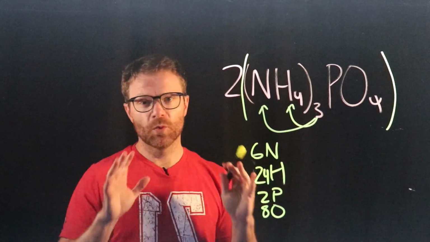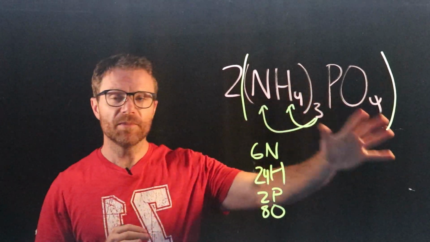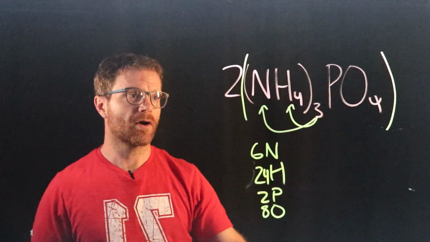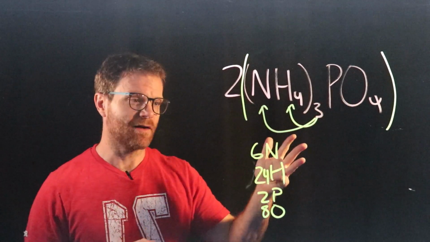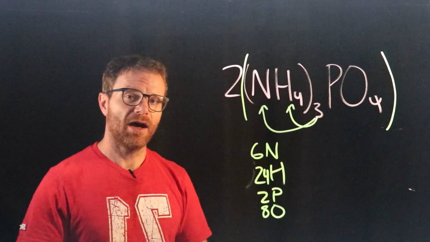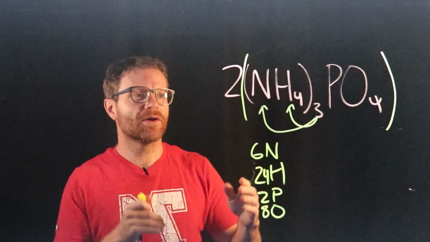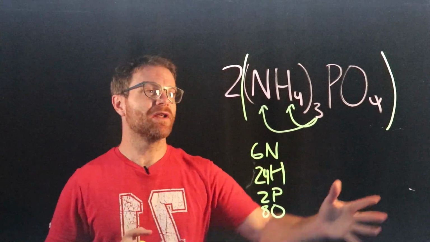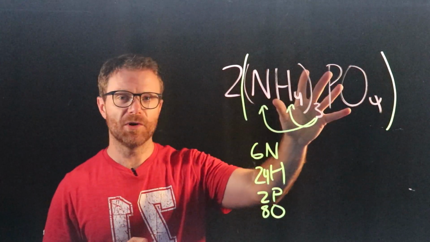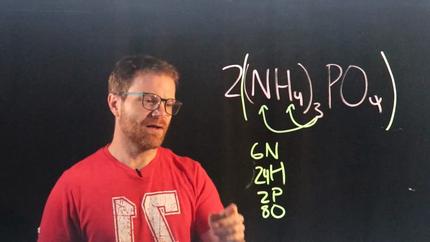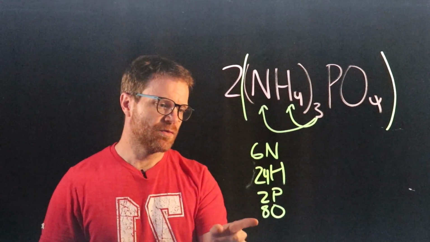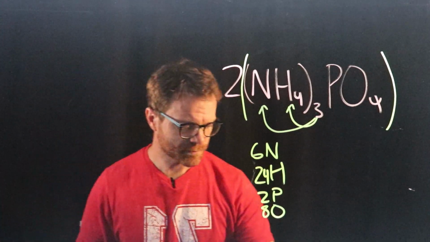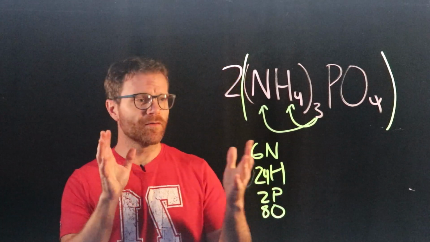Okay, let's just do some quick terminology. If I asked you how many elements there are in this ammonium phosphate, you would say 1, 2, 3, 4: nitrogen, hydrogen, phosphorus, and oxygen. If I asked you how many hydrogen atoms there were, you could do the calculation and tell me there's 24 hydrogens. And then if I asked how many total atoms there are in 2 ammonium phosphates, you could add these all up. 6 plus 24 is 30, 2 plus 8 is 10, 30 plus 10 is 40, you'd say 40 atoms.